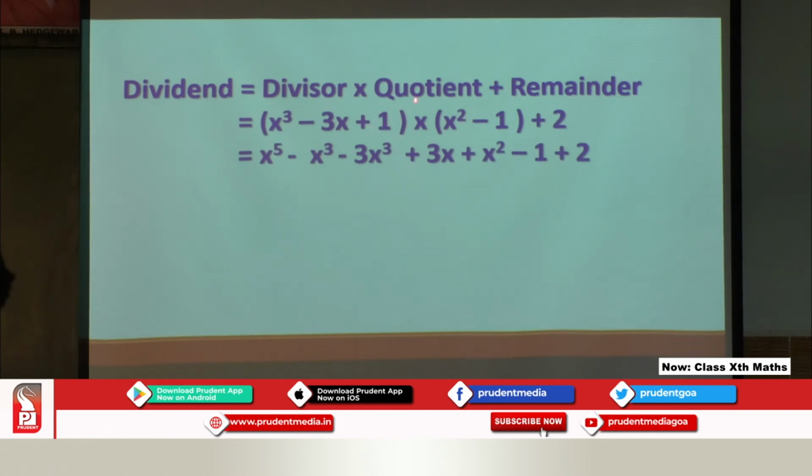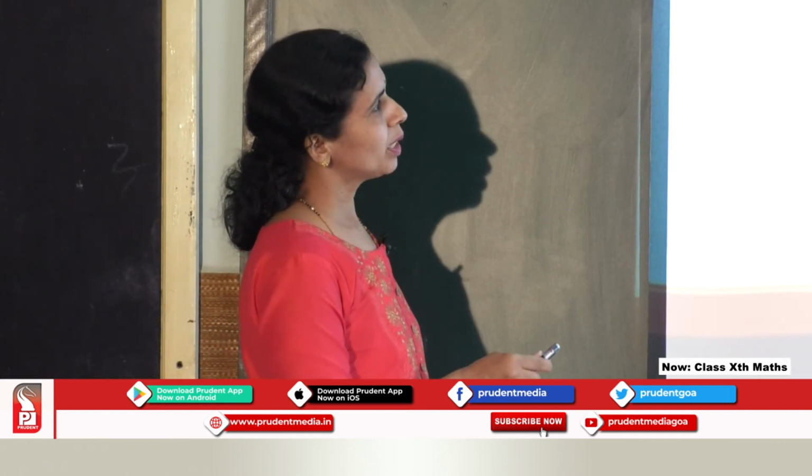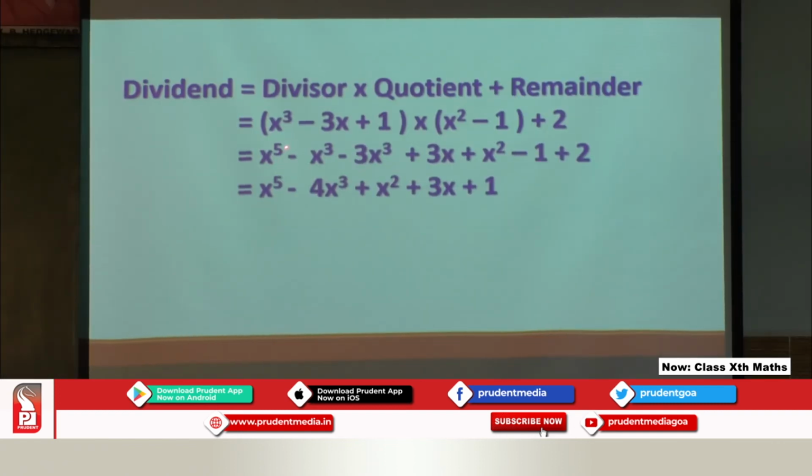Here you can see the third term is plus 1. So this plus 1 we should multiply again by the entire term, that is 1 into x square is x square. Again plus into minus is minus, 1 ones are 1 plus 2. The next step is we should simplify this again. See here x raised to 5 minus, here you can see minus x cube minus 3x cube, these both are like terms. So we can add this. So minus, sign is minus, 3 plus 1, that is 4x cube.